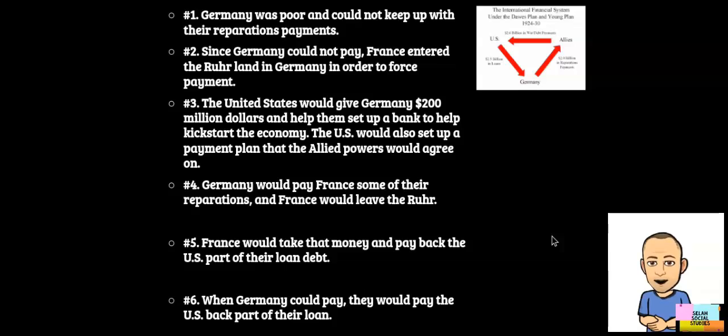When Germany could pay the U.S., because of so many of these long-term loans, they would pay the U.S. back part of their loan as well. So basically, it's a big circle of moving debt.